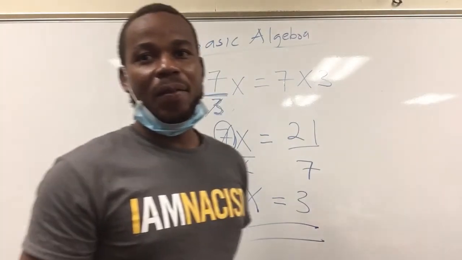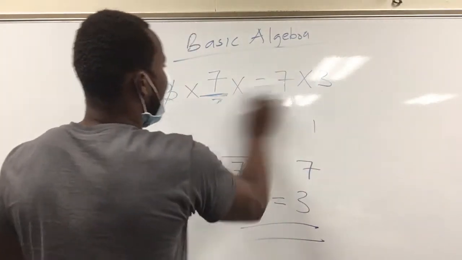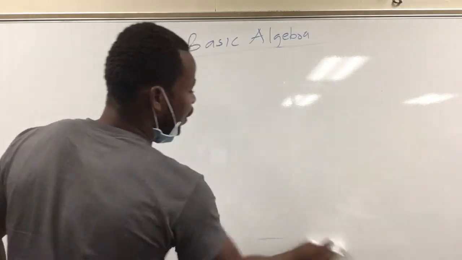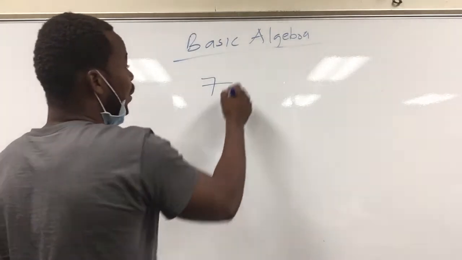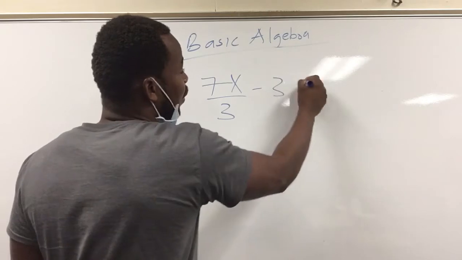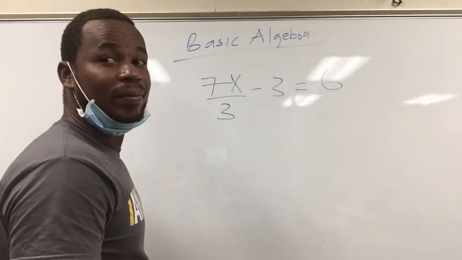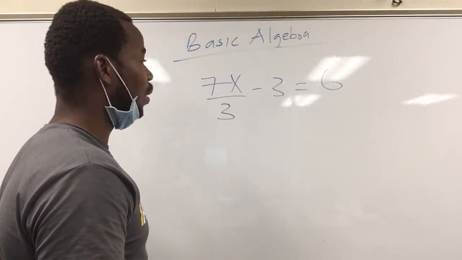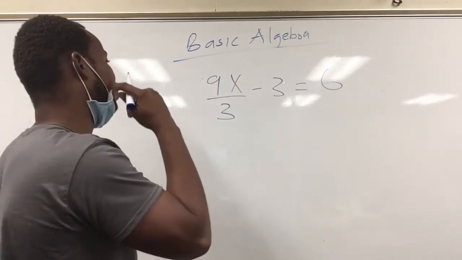So that is fractions. Now, should we do something else? Let's make it a little bit complicated. This is the last thing we are actually doing. What if we say 7x divided by 3 minus 3 is equal to 6? Oh, now we have a problem. Big problem. Let me make this 9 because I don't think we are using 7 too much.